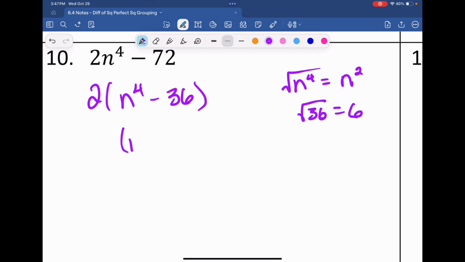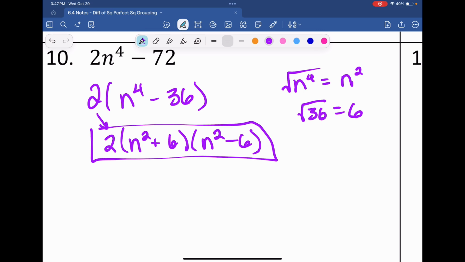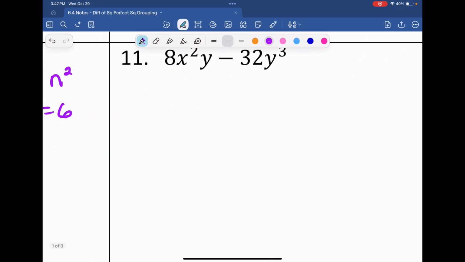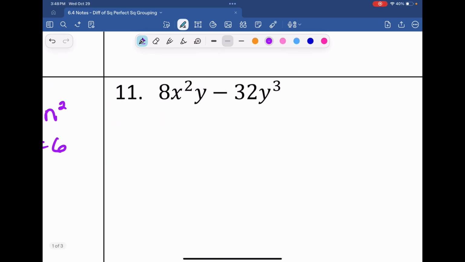Add the roots. Subtract the roots. And don't forget your original GCF. Looks like it's 8y. Yeah, 8y.